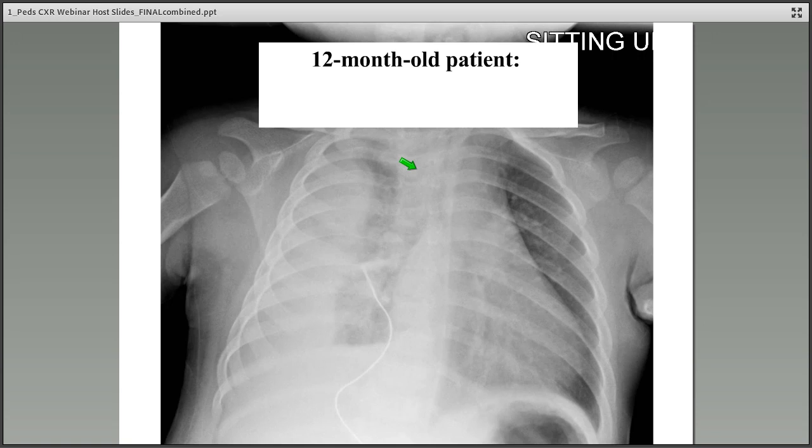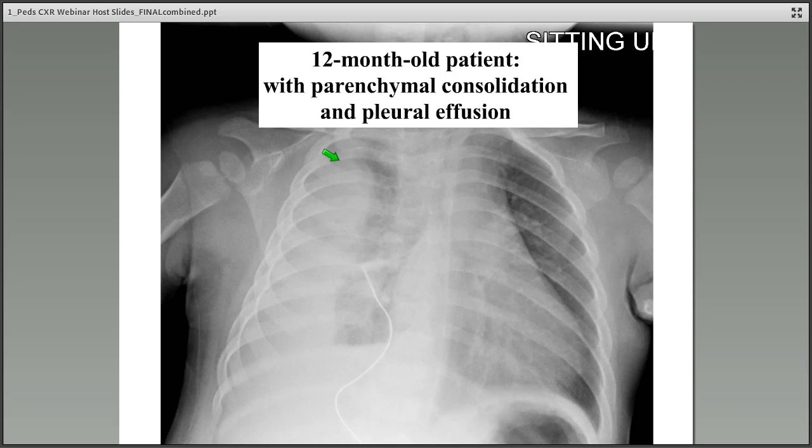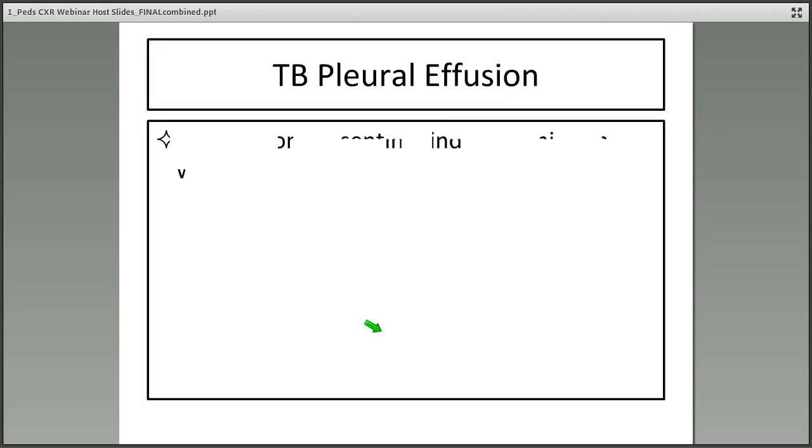Now, this patient is a 12-month-old patient that has a large right pleural effusion. The effusion does not layer in a normal pattern, i.e. forming a meniscus, suggesting that this effusion is likely loculated. The patient also has parenchymal consolidation involving the right lung. So the question is, is this TB or not TB? And the answer is, this is MRSA empyema.